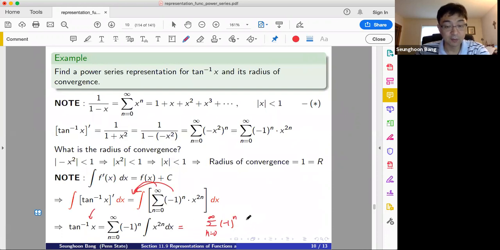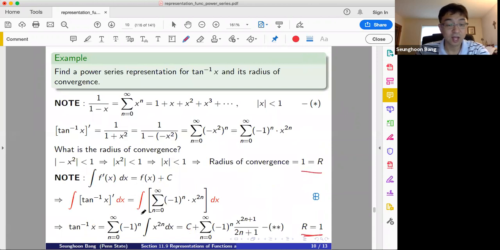This one uses the power rule: x to the 2n plus 1 over 2n plus 1. You can add C. How can you decide C? The same thing: you can plug x equal to 0 into here. The radius of convergence doesn't change when you take the integral. The radius of convergence is exactly the same as the original one.